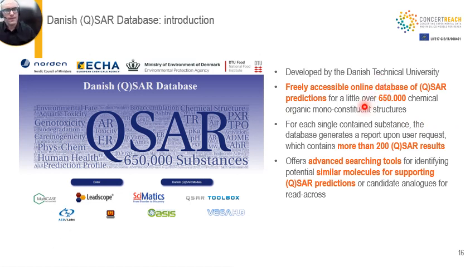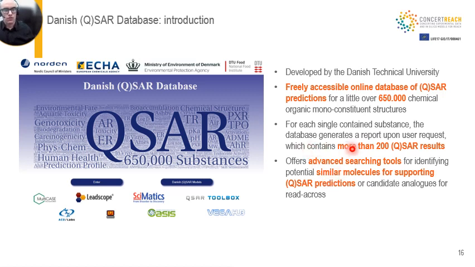So the DanishQSAR database is a freely accessible online database, currently including a little over 650,000 chemical structures, as monoconstituent structures. For each single structure, the database is able to generate a report upon user request, which contains more than 200 QSAR results.